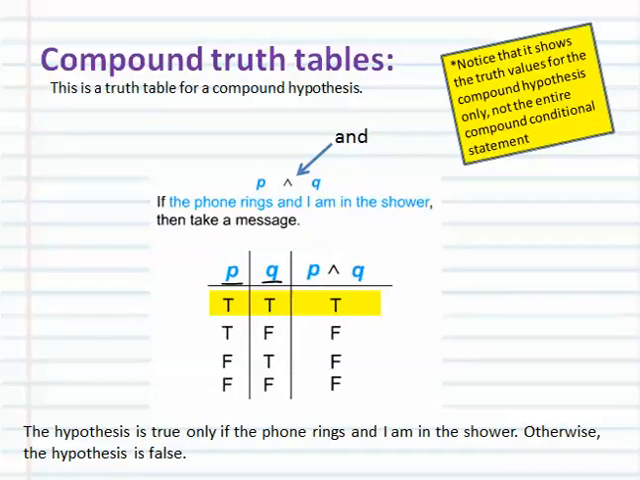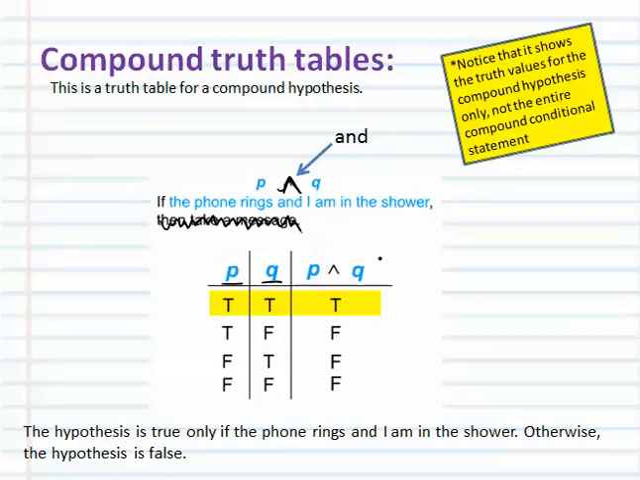Okay, the next is compound truth tables. And again, the truth table is just a way of organizing your true-false values. For this, the symbol, the caret top, that means and. So we're only going to mess with the hypothesis of this statement. We don't care about the conclusion at all right now. So we only care about if the phone rings and I am in the shower. Now, in order for that hypothesis to be true, that means the phone has to ring and I have to be in the shower.